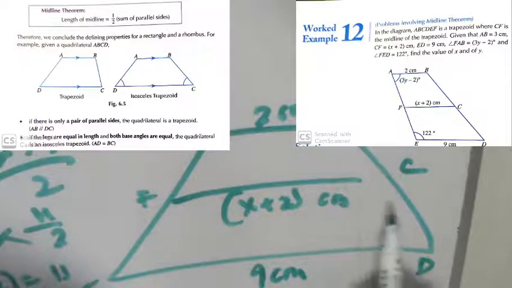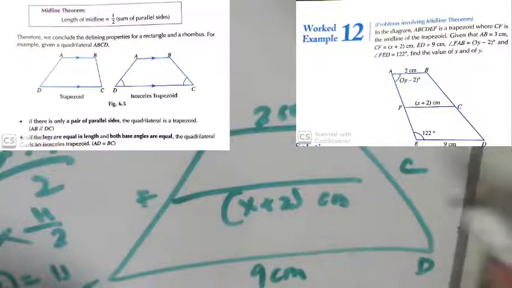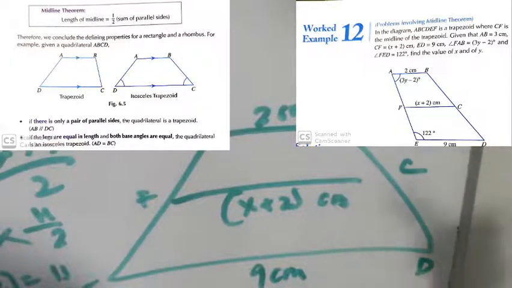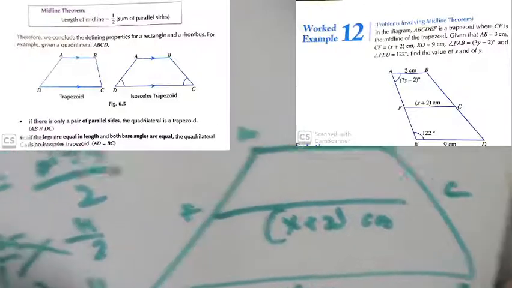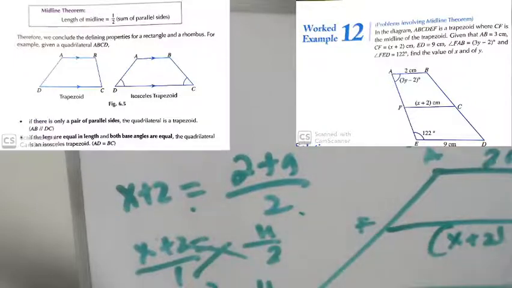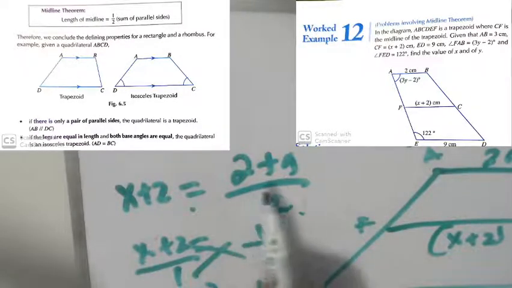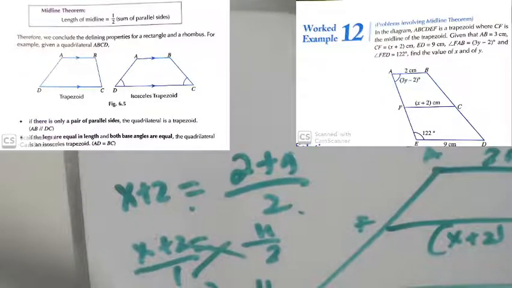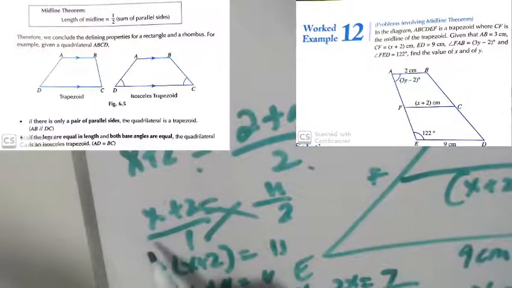According to the midline theorem, the midline will always be equal to the average of the bases of a trapezoid. For us to get the average of the bases, we just add and then divide by 2, and it must be equal to the midline. So, for us to be able to do this, we just do the indicated operation. 2 plus 9 is 11, over 2. To find the value of x, I make this one a fraction by putting 1 so that I can apply the cross multiplication.